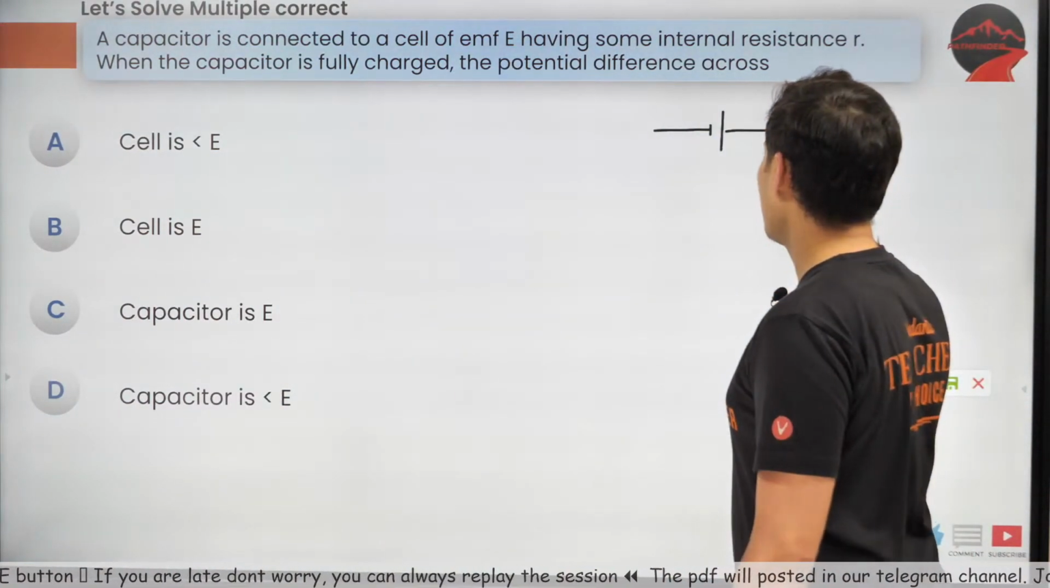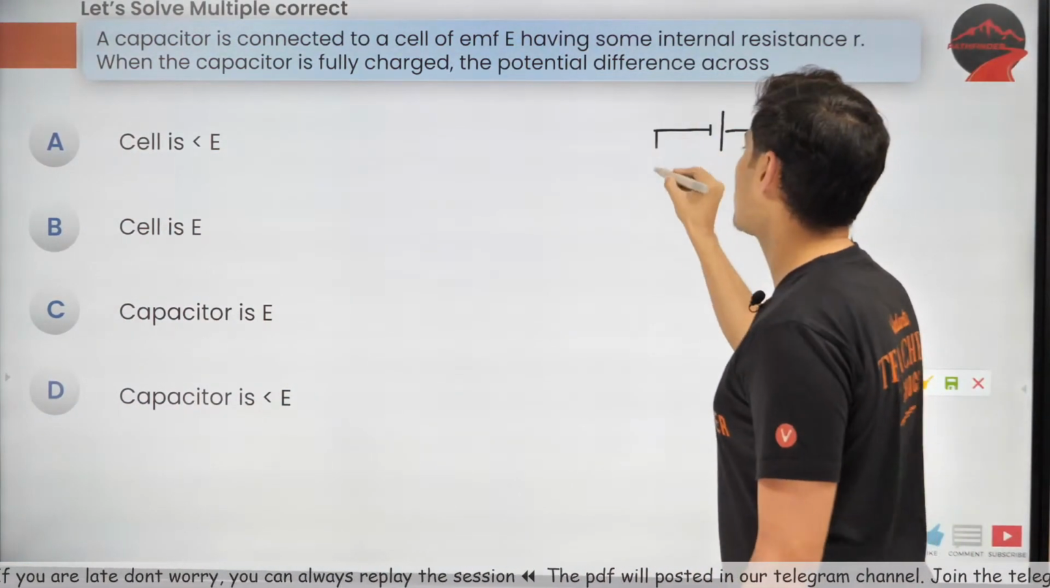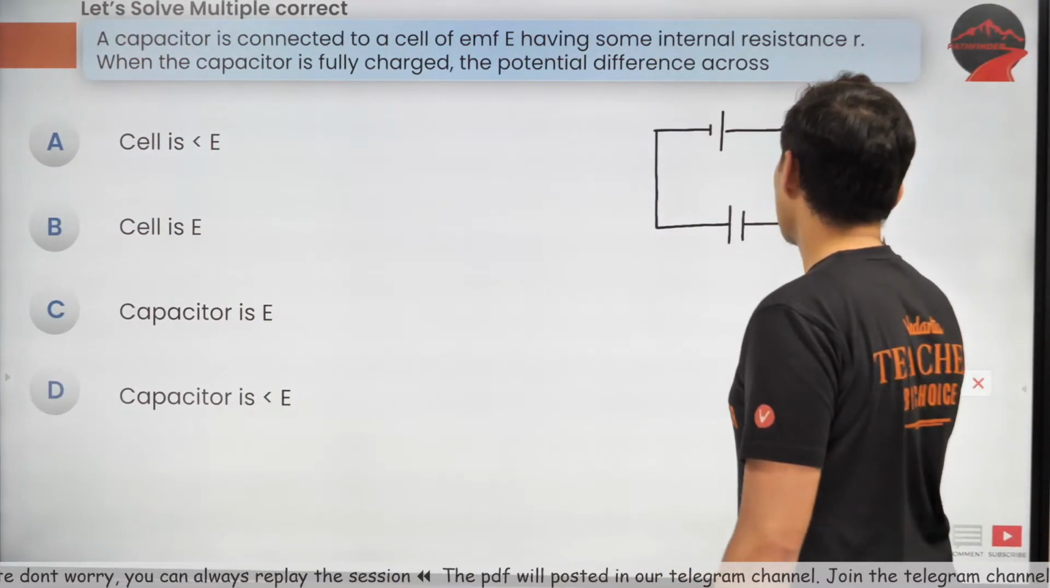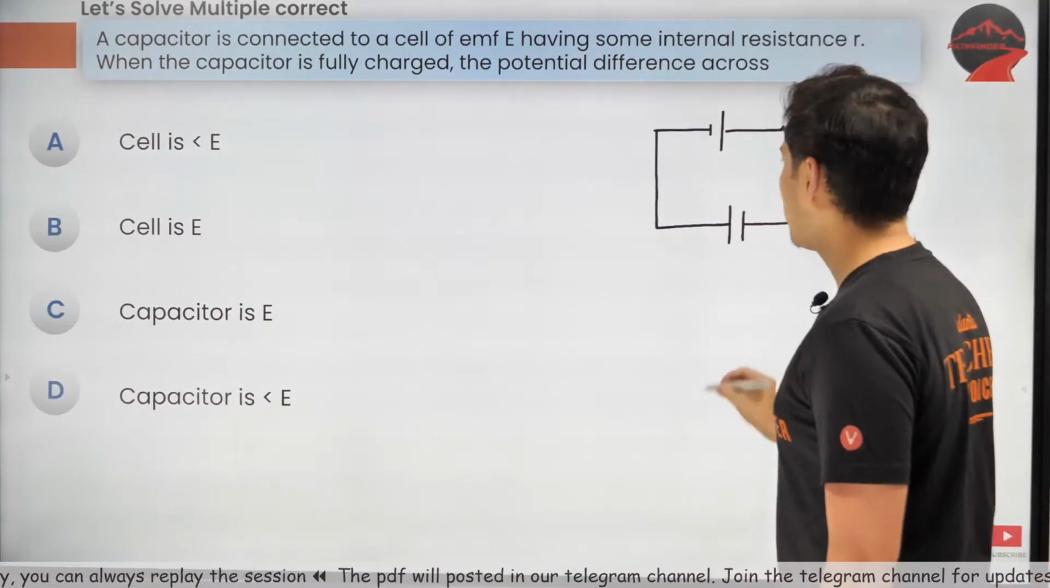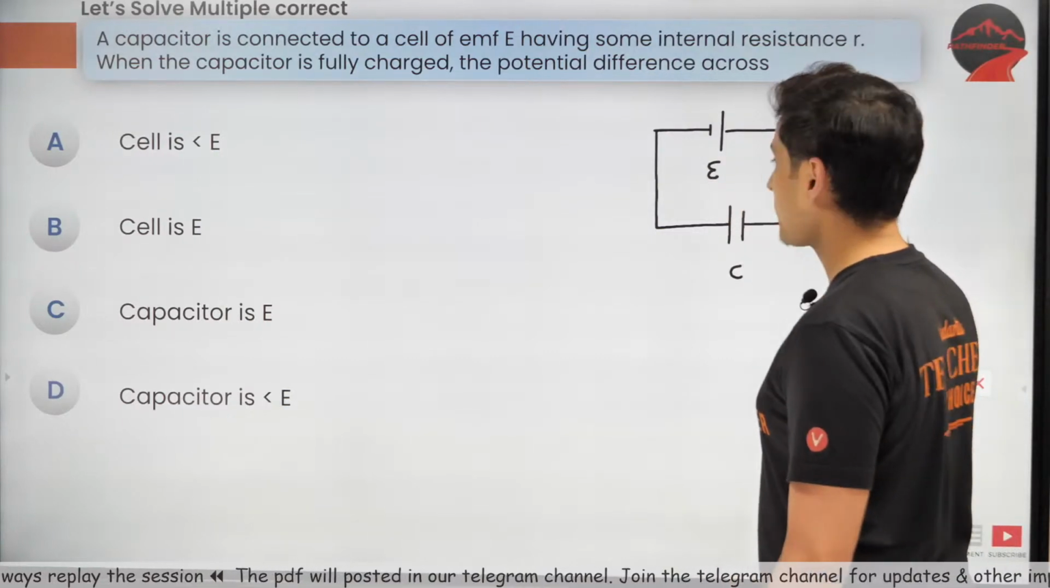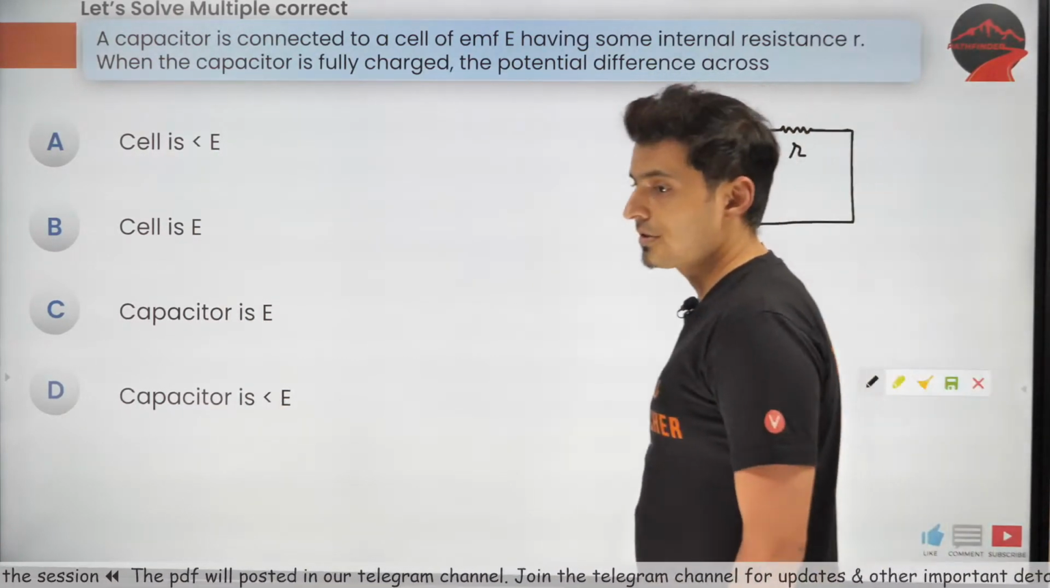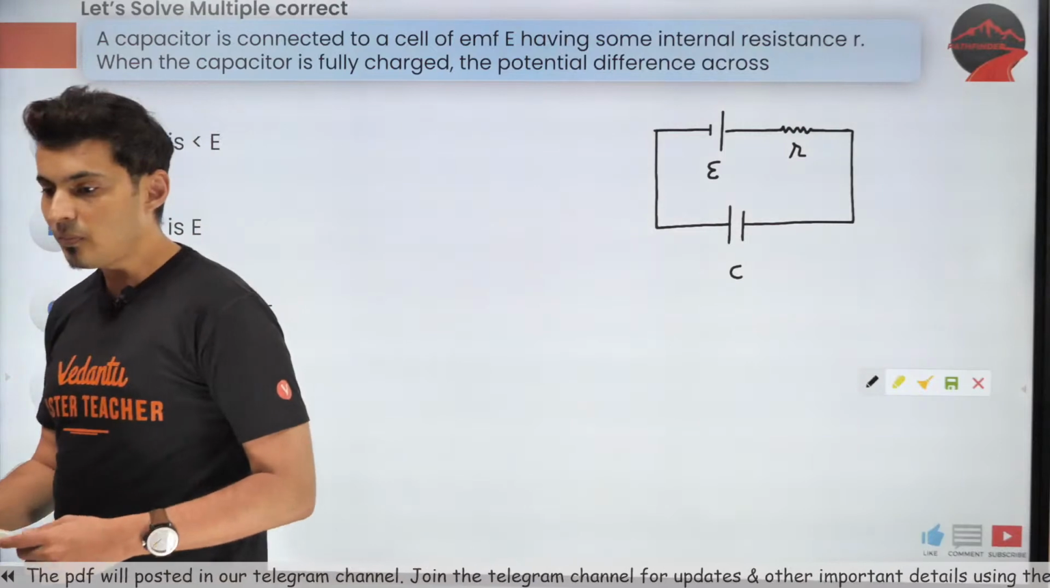So this is your battery. It has some internal resistance and it is connected to the capacitor. Think about it. What do you think will happen eventually? Okay, so this is some internal resistance. Come on my warriors, come on.